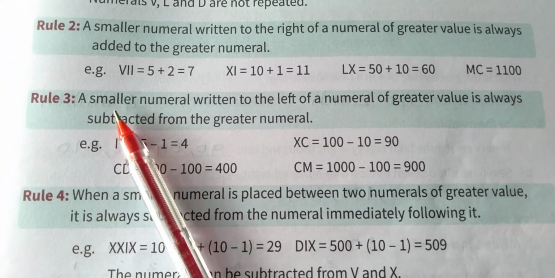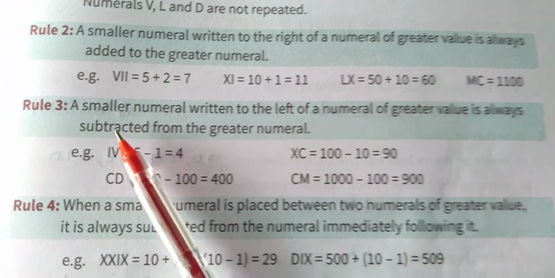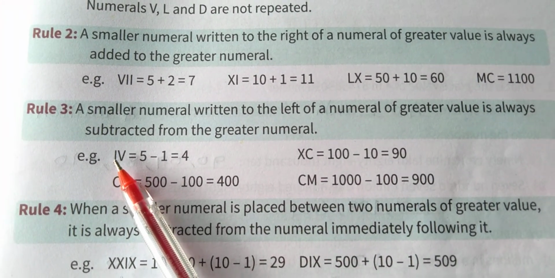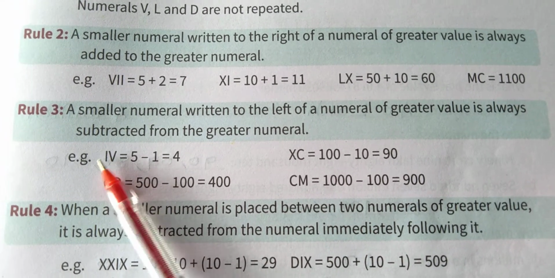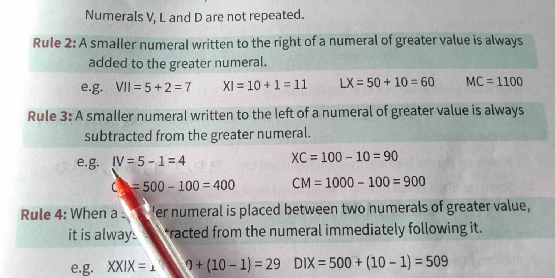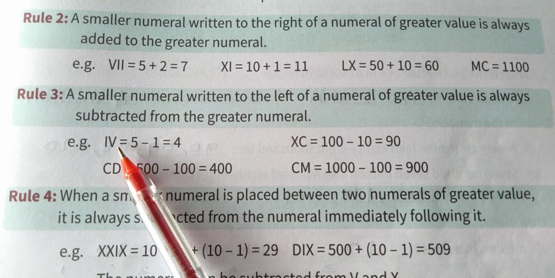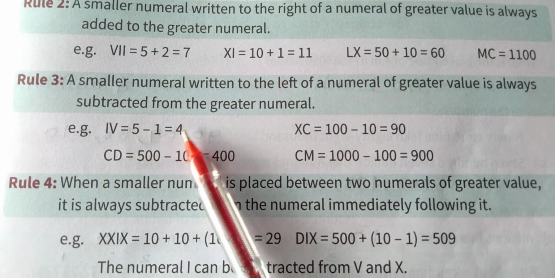Next, rule 3. A smaller numeral written to the left of a numeral of greater value is always subtracted from the greater numeral. See, I is the smaller numeral, V is the greater numeral, and I is written to the left of the greater numeral. So it is subtracted from the greater numeral. V denotes 5, and 5 minus 1 is equal to 4.